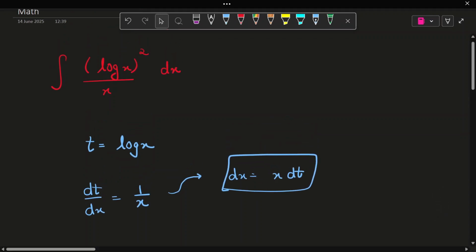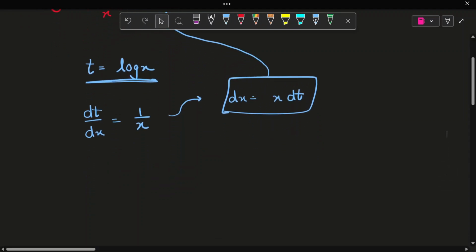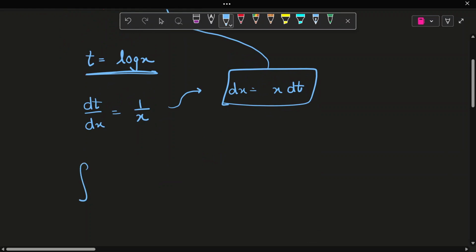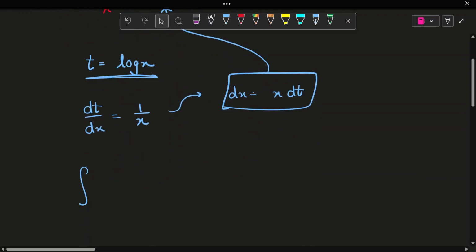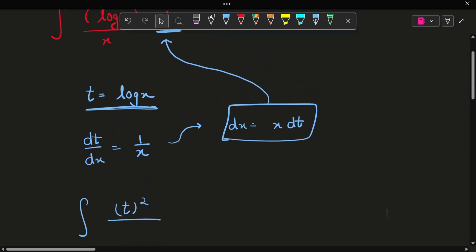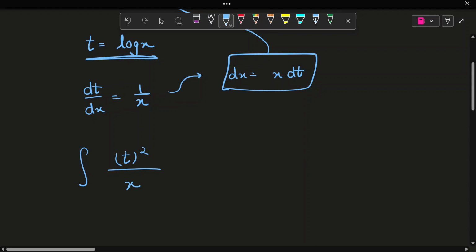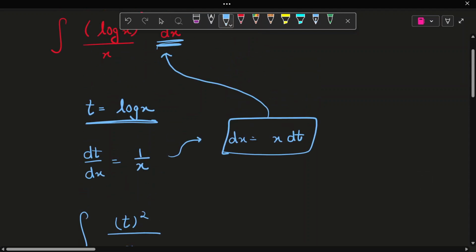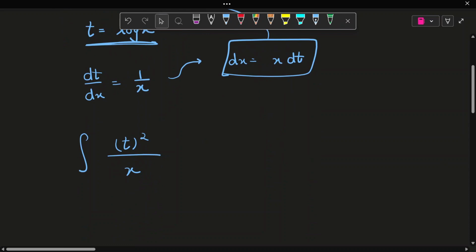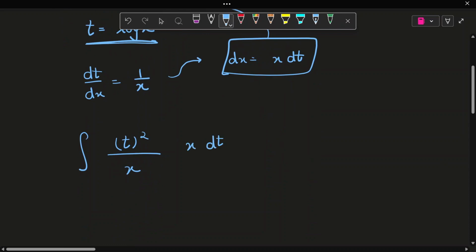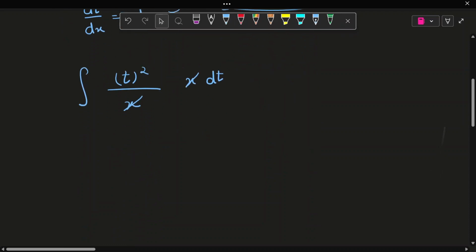And now, as you can see in this question, we can replace this dx with this thing and write log x equals t, and we'll reach the conclusion. So it would be the integral of, instead of log x, we'll write t and it's squared, over, in the bottom we have x, and instead of dx here, we can write x times dt. This x and x get cancelled out, and we'll be left with the integration of t squared dt.